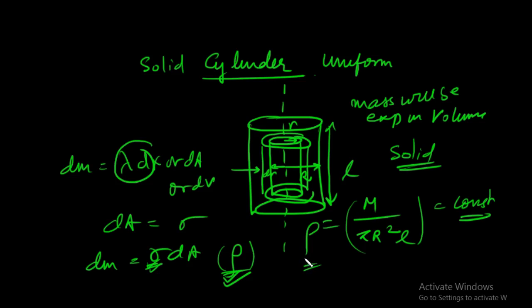So what will be the mass of the cylinder? Let us assume the mass of this thin cylinder to be dm. This will be rho times dV. dV is the volume of this thin cylinder. So what is the volume of this thin cylinder?